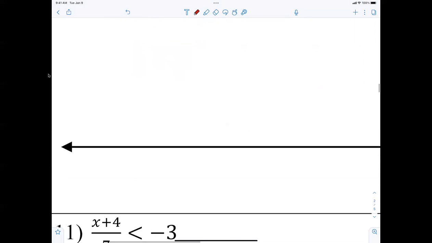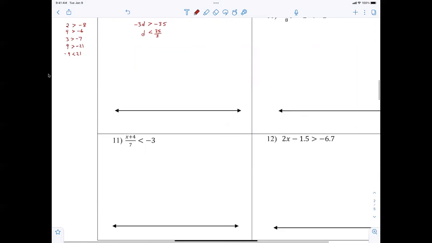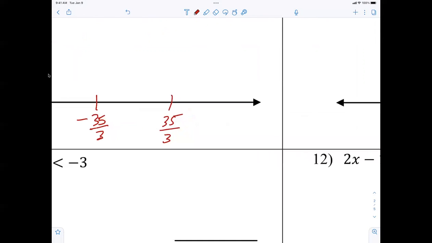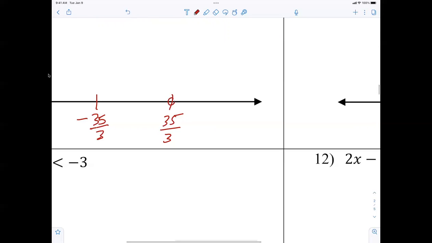All right, so now you come down to your line here and you just say, okay, I have -35 thirds and I have +35 thirds. And then if I'm less than 35 thirds, it would be an open circle, right? And then I'd be going less than.